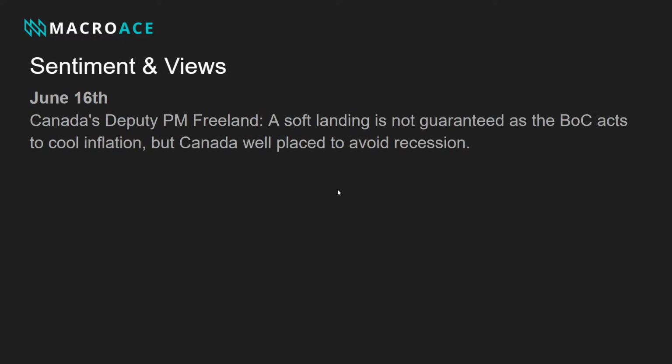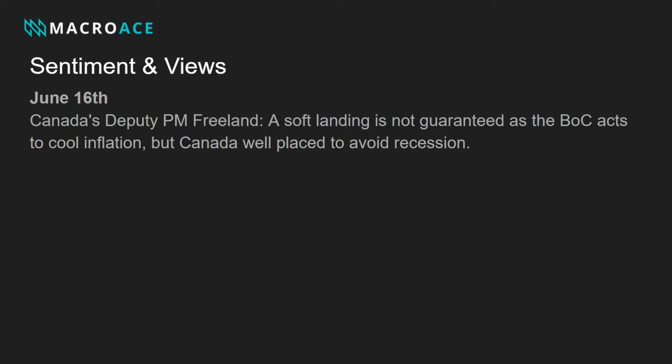Then June 16th, we had Canada's Deputy PM Freeland said a soft landing is not guaranteed as the Bank of Canada acts to cool inflation, but Canada is well placed to avoid a recession. So with higher interest rate hikes you would expect to see depreciation in stock prices, along with borrowing costs rising. So you may see a hit on the employment data. We're not seeing that as of yet.